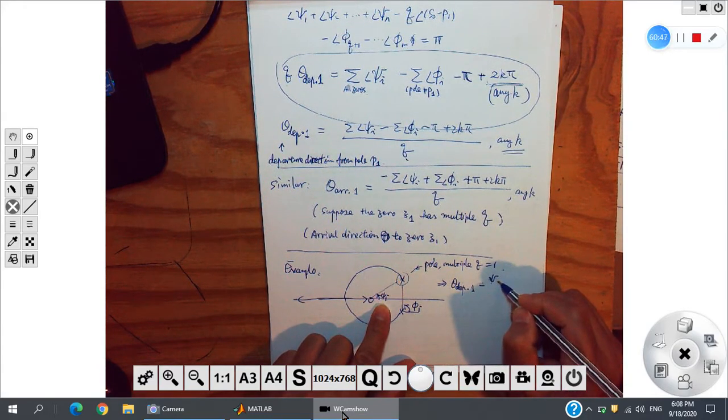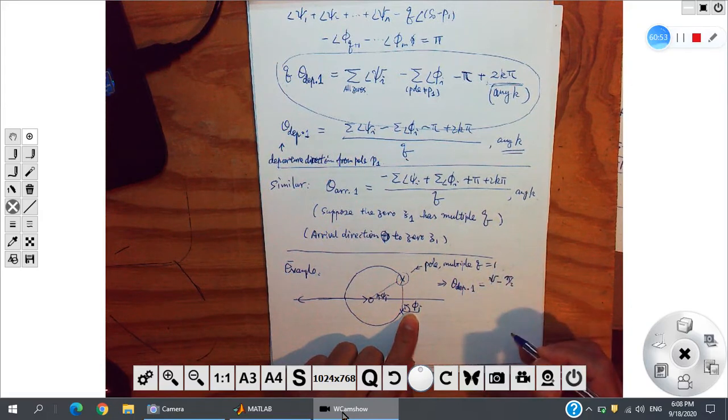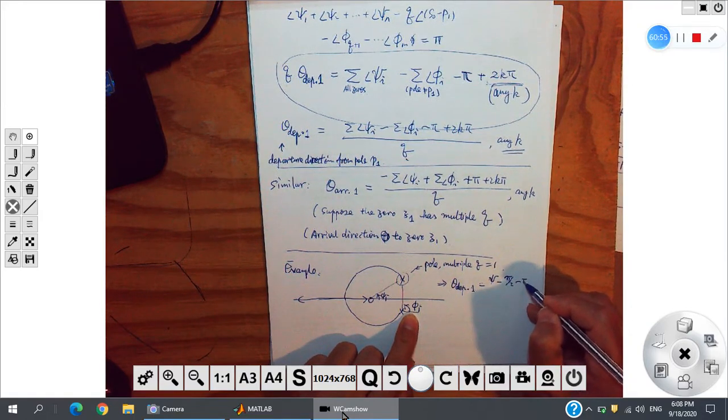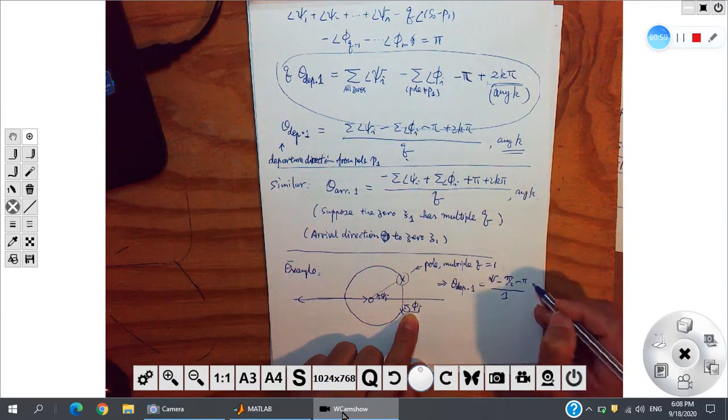Divided by this, phi is 90 degrees. It's pi over 2, right? And minus pi plus 2k pi and divide by 1. Q is 1. So here 2k pi is nothing special, right? It gives us no more angle, so we don't need it. So I just multiply, it is good.